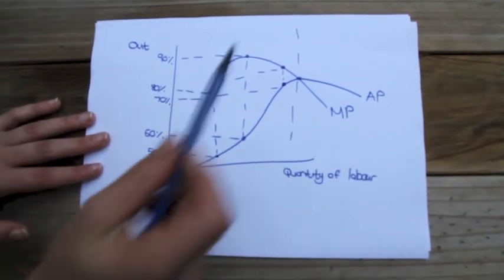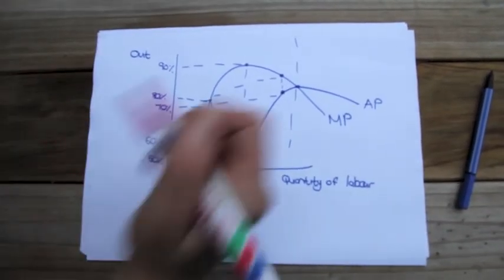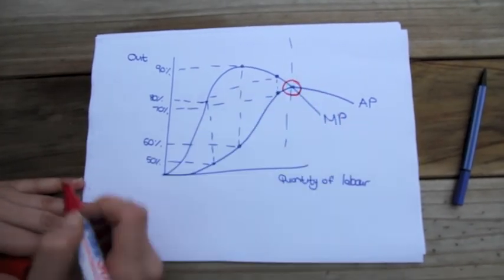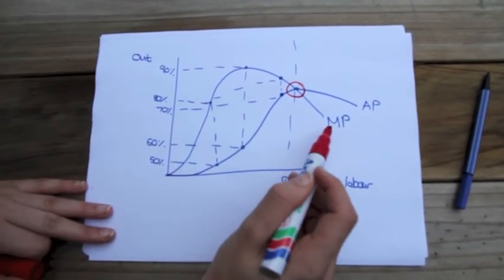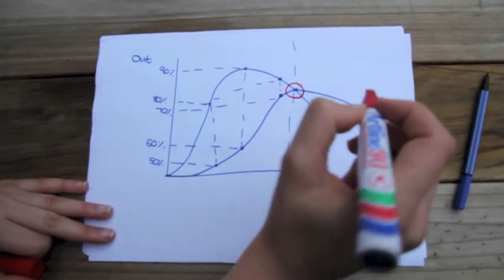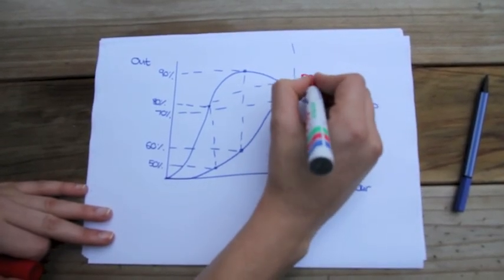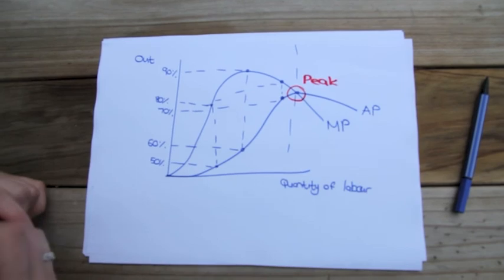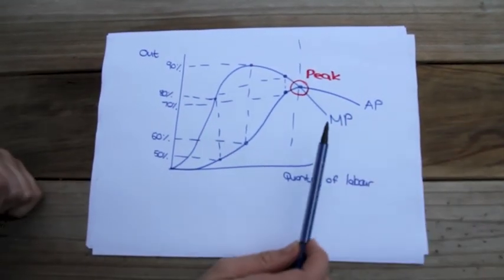So what we need to know is, this is the most crucial point on the graph where these two intersect. Marginal product intersects average product at average product's peak, and this might be asked in an exam, so you need to understand this relationship.